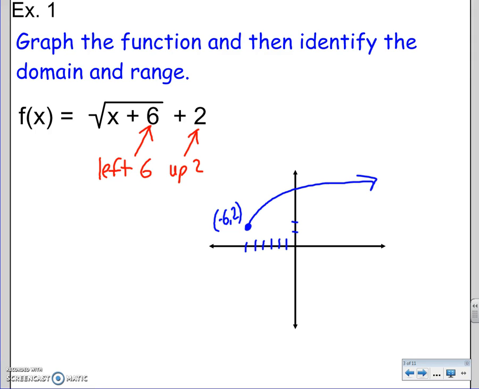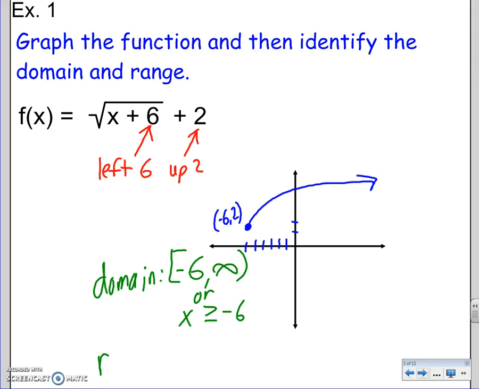All right, now domain and range. Domain, how far left to go? The farthest left it goes is negative 6 for x, and it counts it. The farthest right it goes is positive infinity. It doesn't end. Now you could say x negative 6. Is it left or right of negative 6? Is x bigger or smaller? It's bigger because it goes right. So that's one.